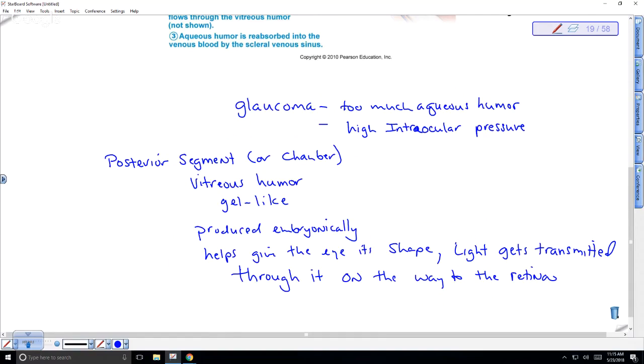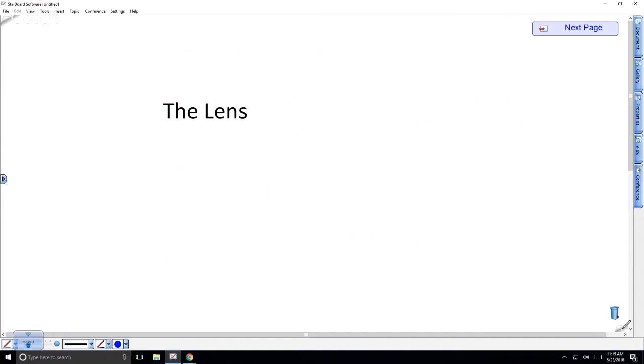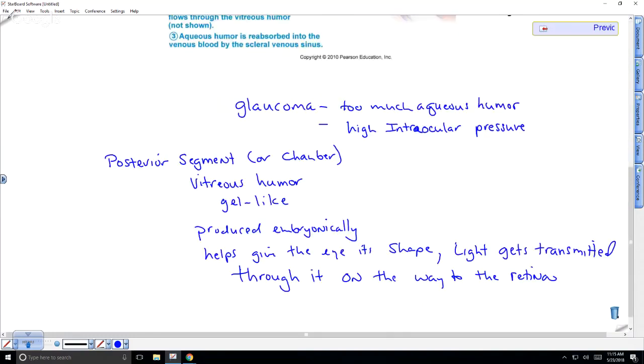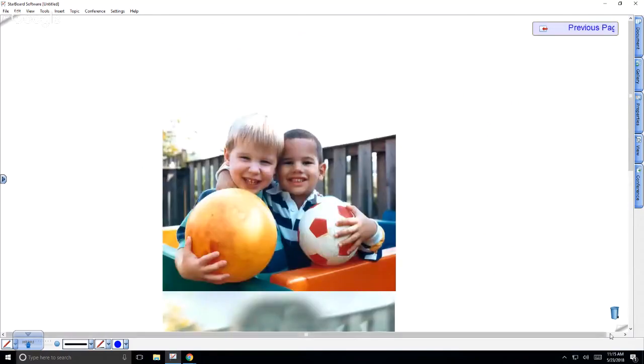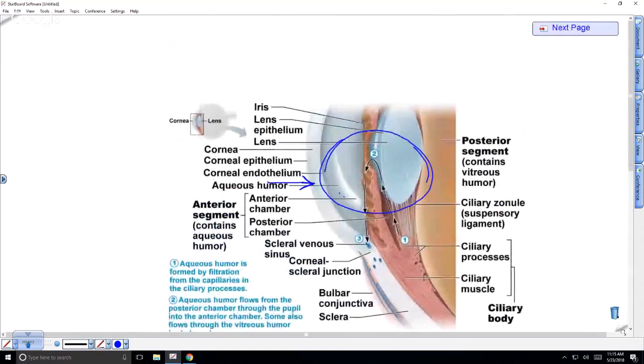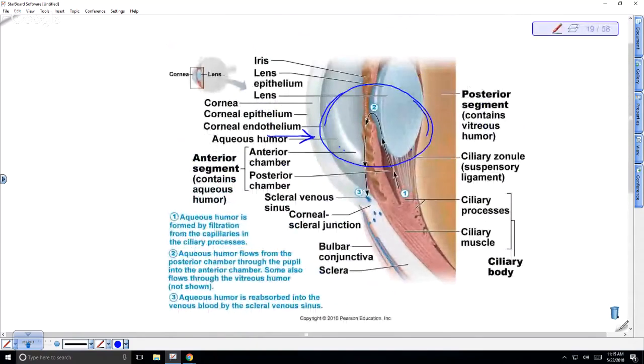If we look at our diagram, oops, that's my lens. I haven't gotten to there, sorry. I thought I had a picture of the vitreous humor. Maybe it's back here. Okay, I don't have a good picture of that, but this is the posterior segment. Most of the eye is filled with the vitreous humor, not the aqueous humor.